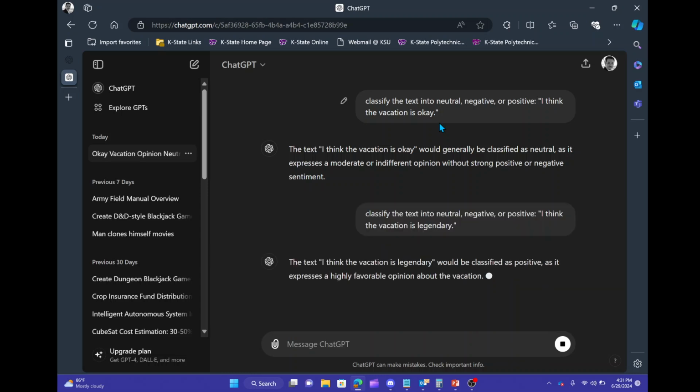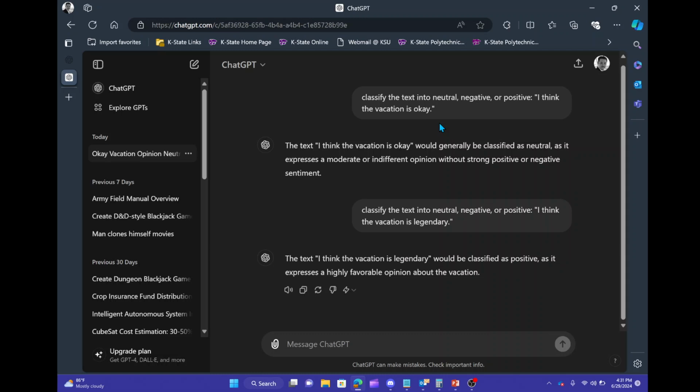And so we would expect that it would say that it's highly favorable, and it does. And so it finds it is classified as positive. It expresses a highly favorable opinion of the vacation. So that's perfect. That's exactly what we're looking to find.